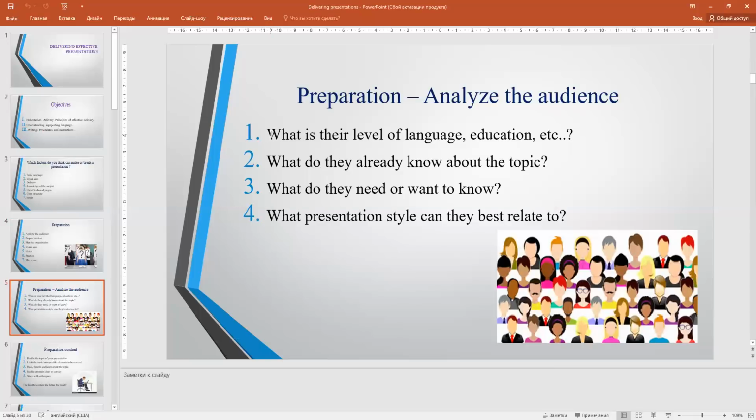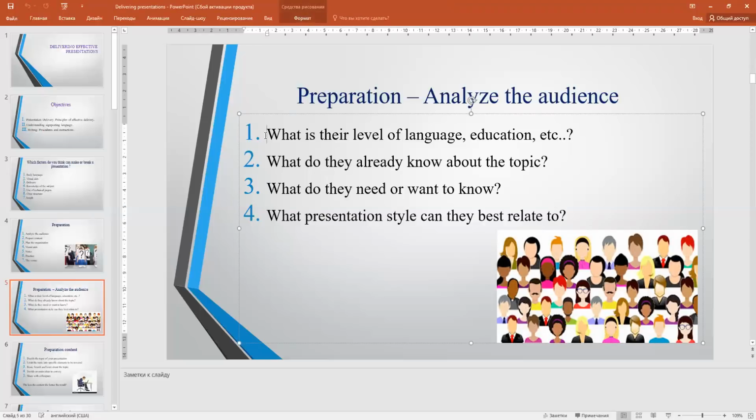And you have to ask yourself these questions. The first, what is their level of language and education? You have to know their level of education, because you should use language that is understandable and suitable for these target learners. If you use complex, academic language, they may find it difficult to understand you.